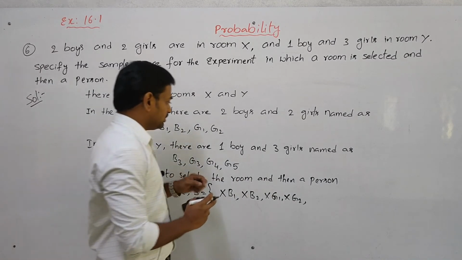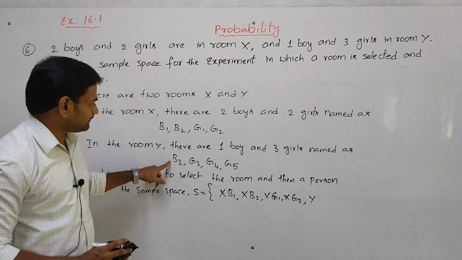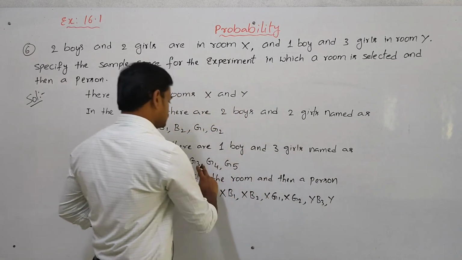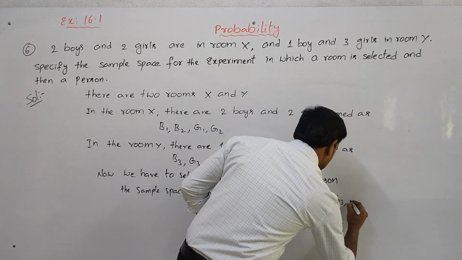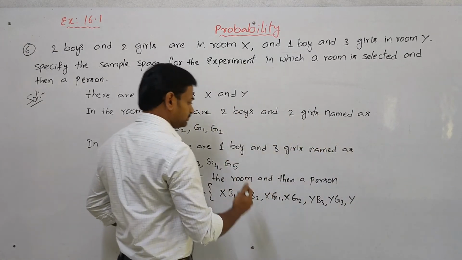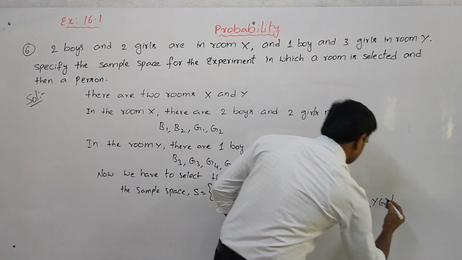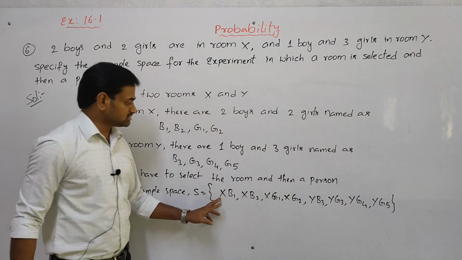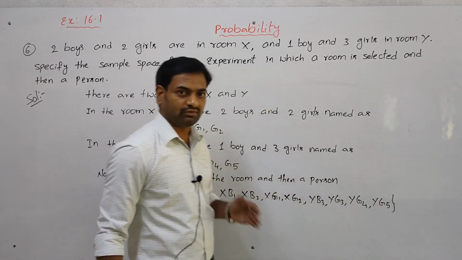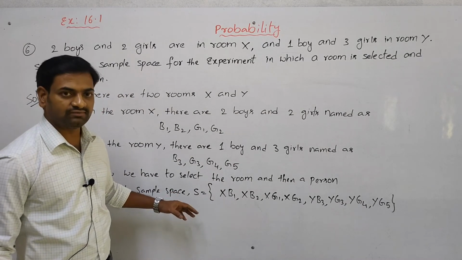Next, take the second room, that is Y. In Y, the persons are B3, boy 3. Next, in Y only, G3. Next, in Y only, G4. Next, in Y only, G5. So, room person, room person, like that. First you have to select the room, later the person. So it is the sample space for this one.